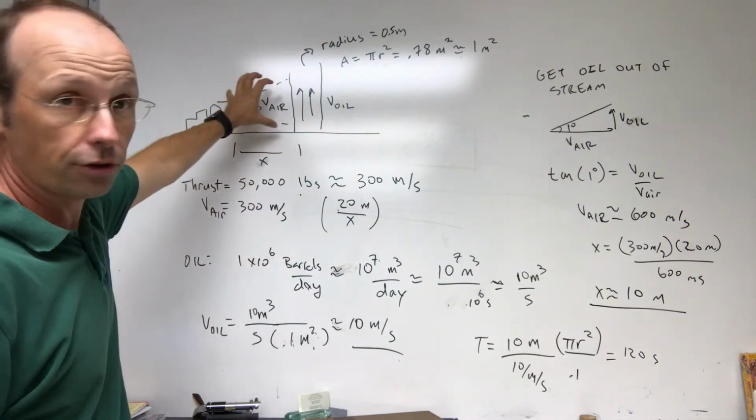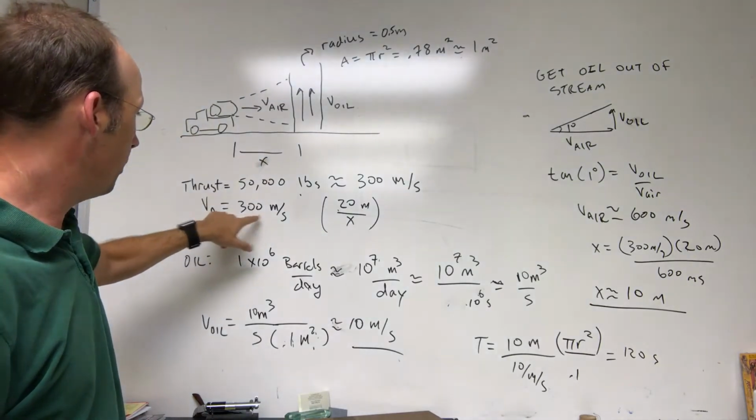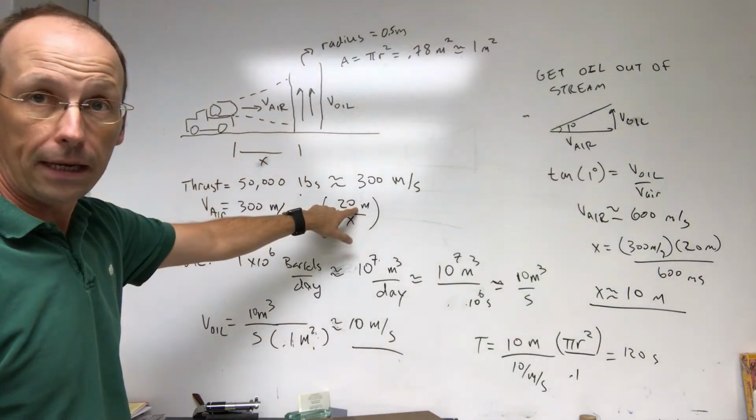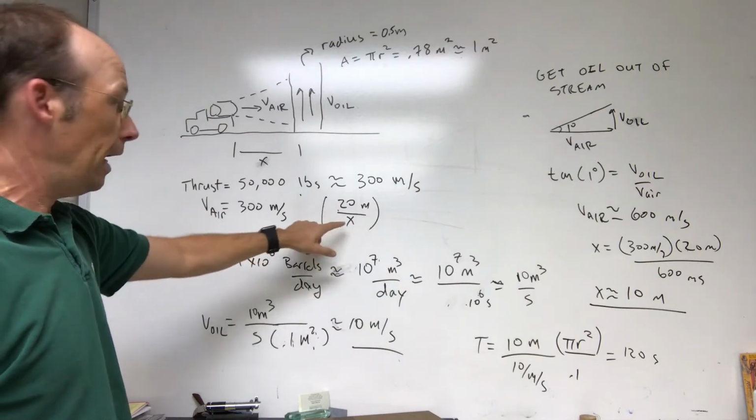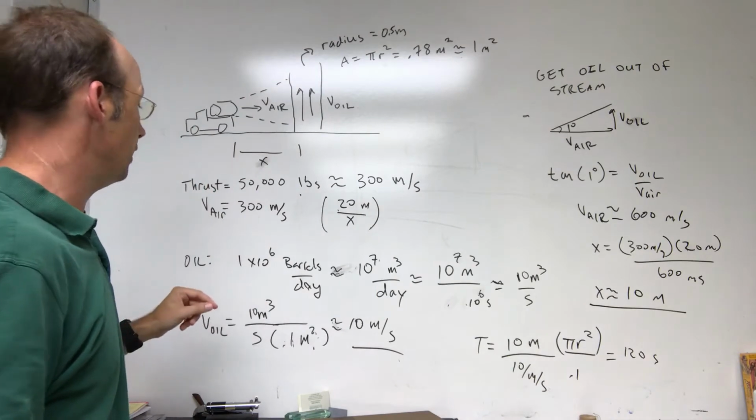But as you get closer, the speed gets greater. So I have this expression, 300 meters per second times 20 meters divided by x. So as x gets smaller, this gets bigger. Okay, next, the velocity of the oil.